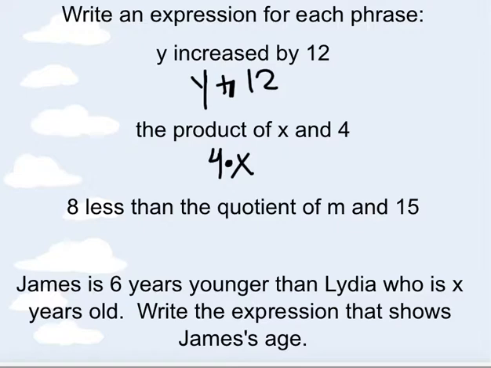8 less than the quotient of m and 15. Well, if it's 8 less, then we are taking away 8 from something. The quotient of m and 15. Well, if it's a quotient, we're dividing, and it tells us the order. The m is the numerator, 15 is denominator. And lastly, James is 6 years younger than Lydia, who is x years old. So we have Lydia's age of x, and we're taking away 6. He's 6 years younger. So we would show that as x minus 6.